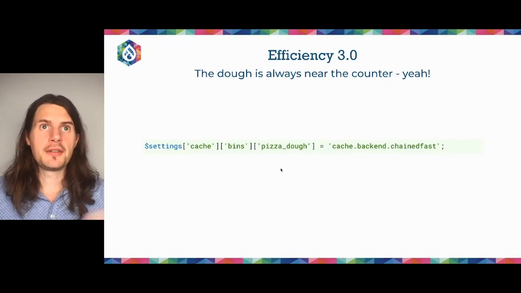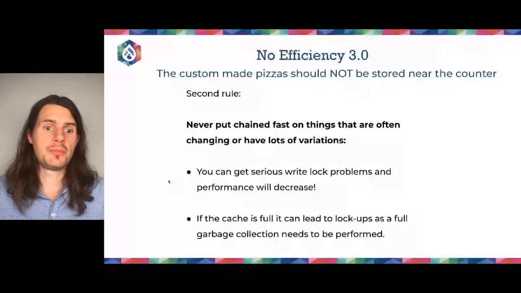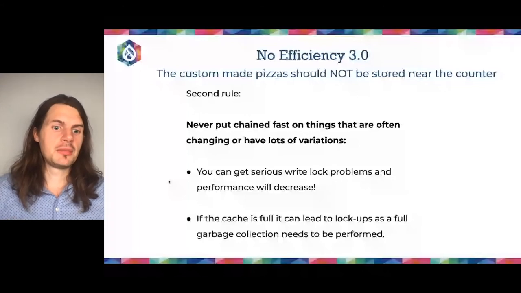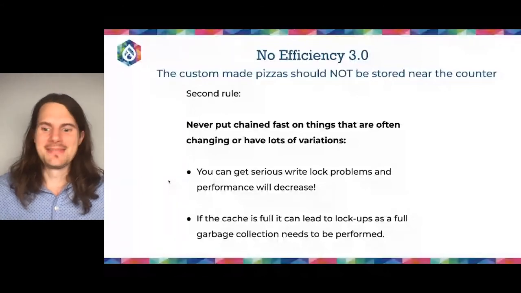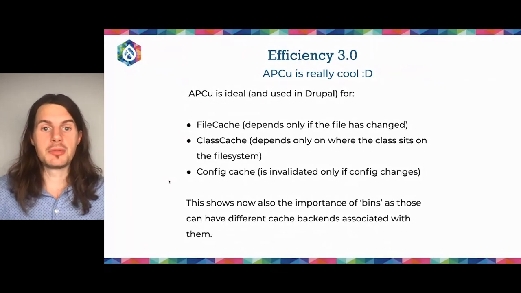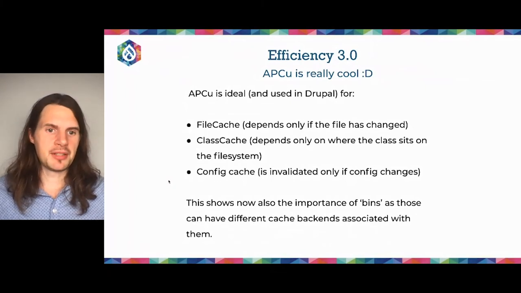Because if you write a lot, you can get serious lock problems, and the performance will actually decrease, not increase. And if the cache is full, the big problem with APCu is that it can lead to lockups, because then you need to perform a full garbage collection. So essentially, to solve that, we would need to provide a cache before the cache. But APCu is still really cool and used in Drupal, for example, for the file cache, which depends only on whether the file is changed, the class cache, because it depends only on where it sits on the file system, and the config cache, which only invalidates if the config changes.